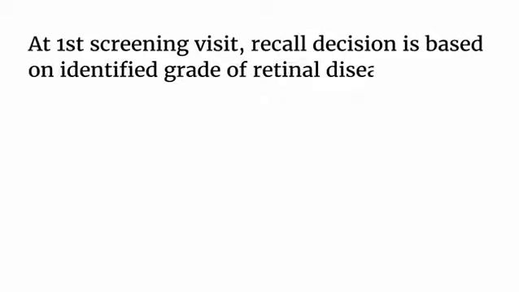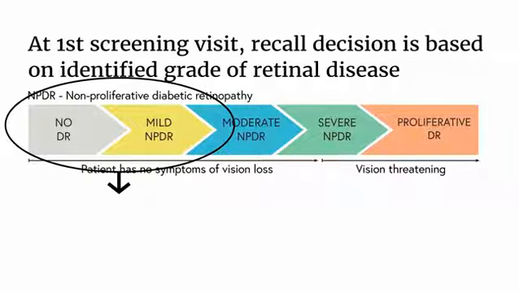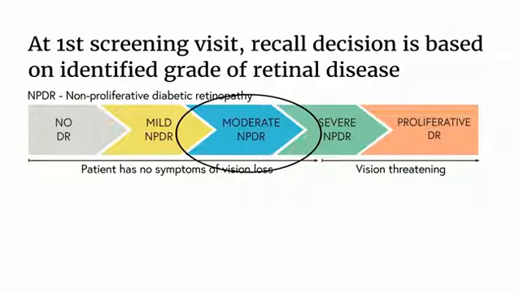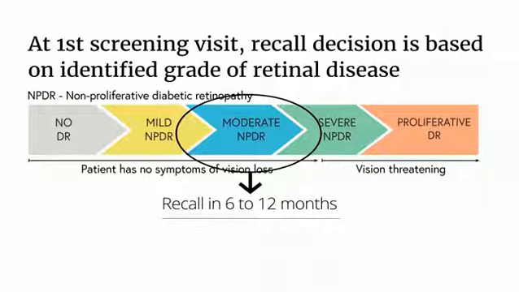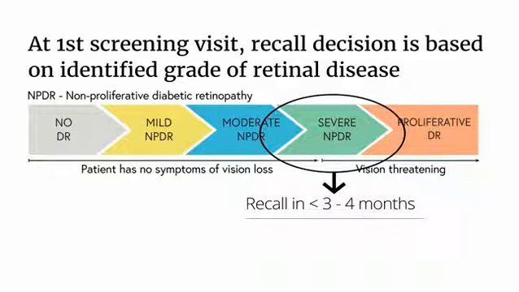At the first screening visit, the recall decision is based on the level or grade of retinal disease identified. Patients with mild non-proliferative or no diabetic retinopathy can be safely screened at 1 to 2 year intervals. They do not need referral to an ophthalmologist. Patients with moderate to severe non-proliferative diabetic retinopathy should be seen earlier. Moderate at 6 to 12 months and severe at less than 3 to 4 months.